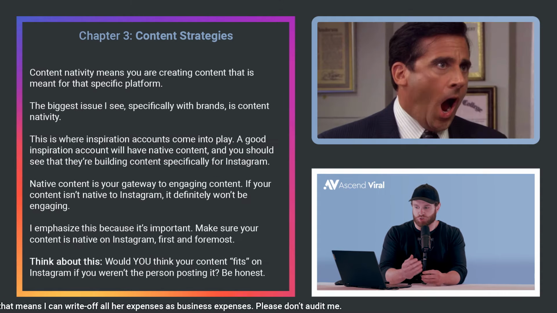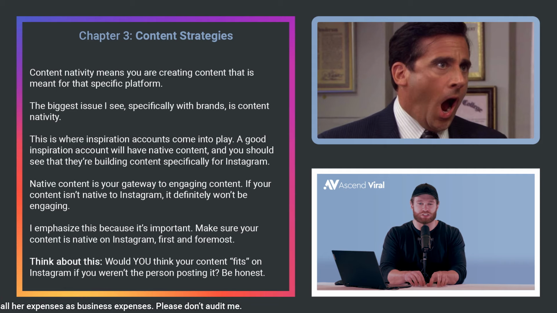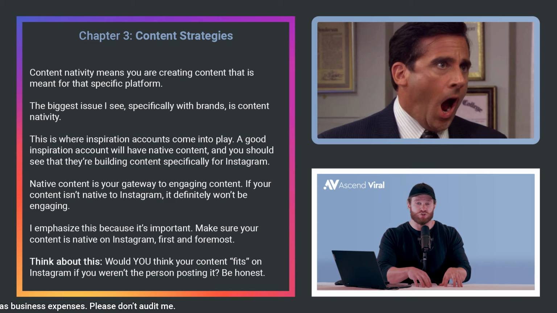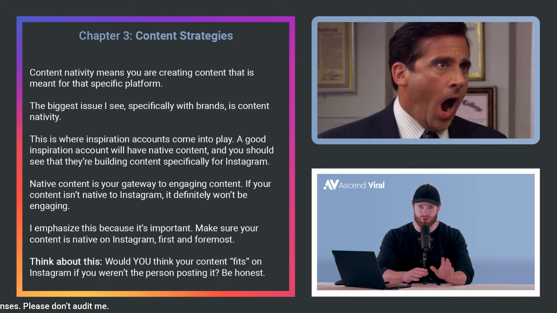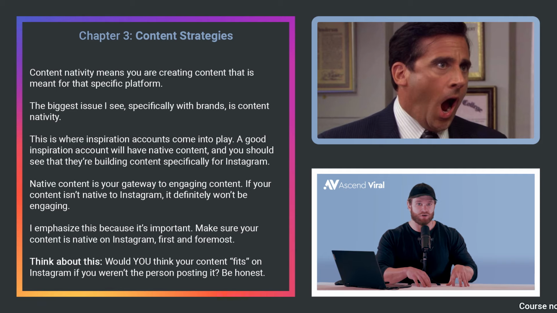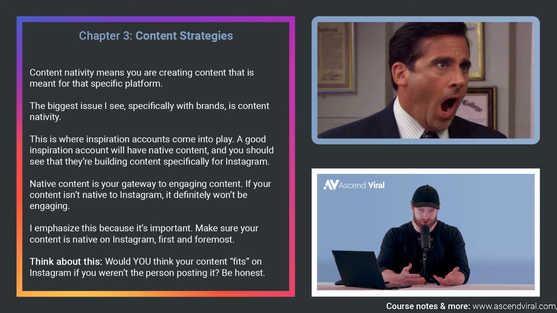Content nativity means that you are creating content that is meant for a specific platform. It's native Instagram content. Your Instagram content goes exclusively on Instagram. Your Facebook content goes exclusively on Facebook. YouTube content goes on YouTube, etc. With the exception of Reels and TikToks and YouTube Shorts, which is the same thing, do not repurpose your content. DankPods and Wendigoon don't need an Instagram, nor do either of them try to post their content on Instagram because they are very well aware it's meant for YouTube. It's not meant for Instagram.